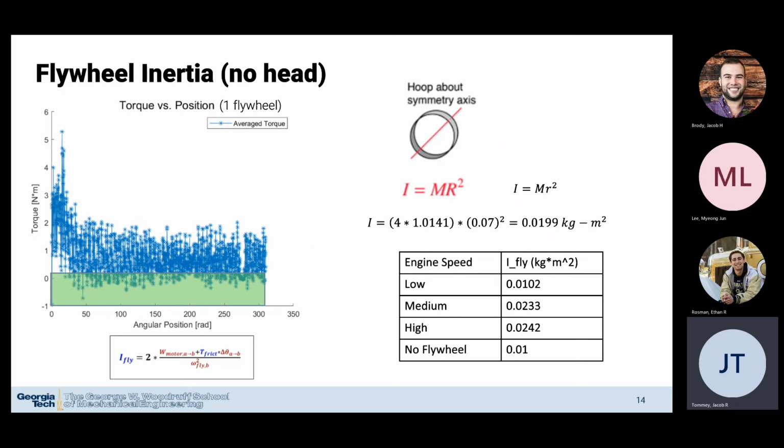We were gathering this data for 3 different speeds as well as without the flywheel in general. At low speed, we got a value of 0.01, which was less than the theoretically calculated value from the flywheel weight alone of 0.02, which seems to be incorrect, but the medium and high speeds were slightly larger than this, which do make a lot of sense. And without the flywheel, we were getting a value of 0.01, which is less than 0.02, the inertia of the flywheel itself, which also makes sense.